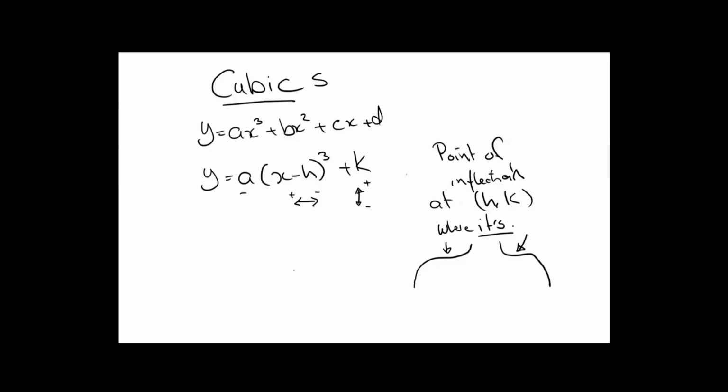Once we've done that, we need to decide what A is going to be. So if we have the turning point, this POI, point of inflection, we would put in a point and we would find A. So let's do it on GeoGebra so you can see what that's going to look like.